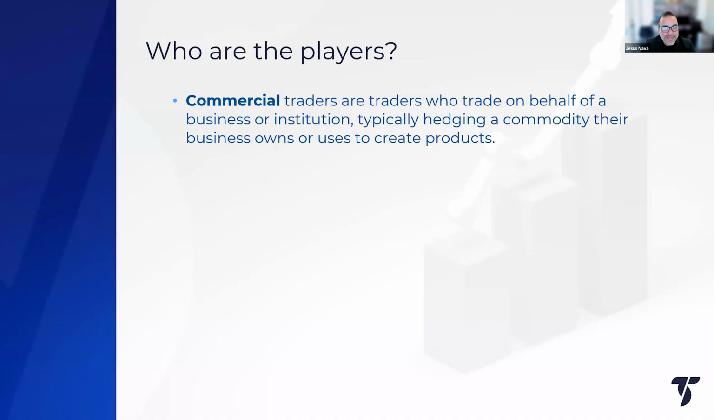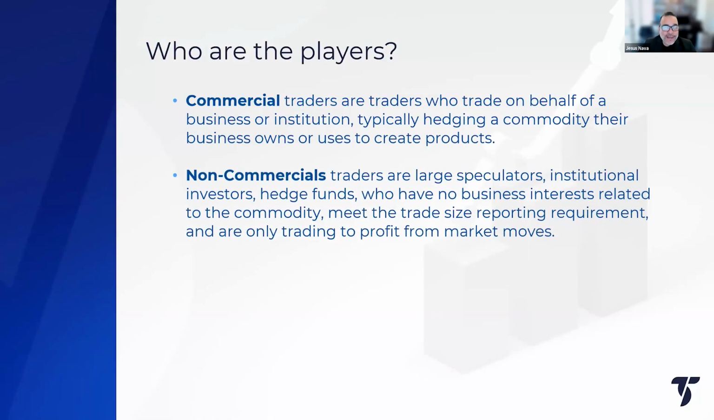They're very interested in the commodity that they're trading. The next group is the non-commercials. These are the traders that are considered large speculators, institutional investors, and hedge funds, who have no business interest related to the commodity. So they don't care about taking delivery of corn because they're not going to do anything with the commodity itself, but they are there for the ride.